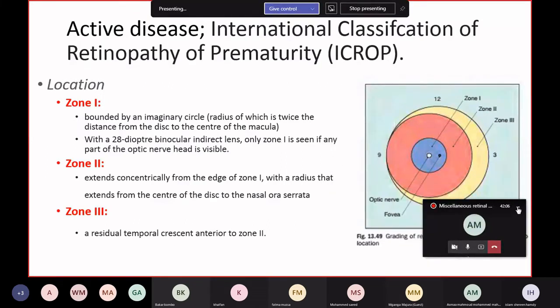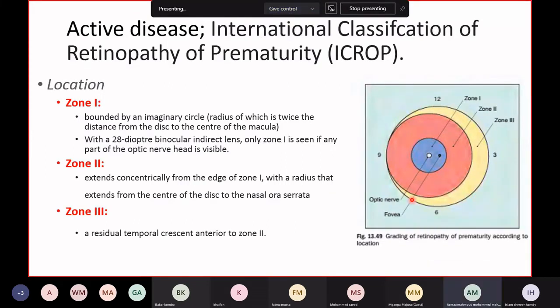Okay, so zone 1 is the most central part. Zone 2 is the mid-peripheral part, and zone 3 the most peripheral part of the temporal retina, because we said the blood vessels reach here by the 8th month and here by the 9th month. So the 1 month difference represents the time for the vessels to cross zone 3.